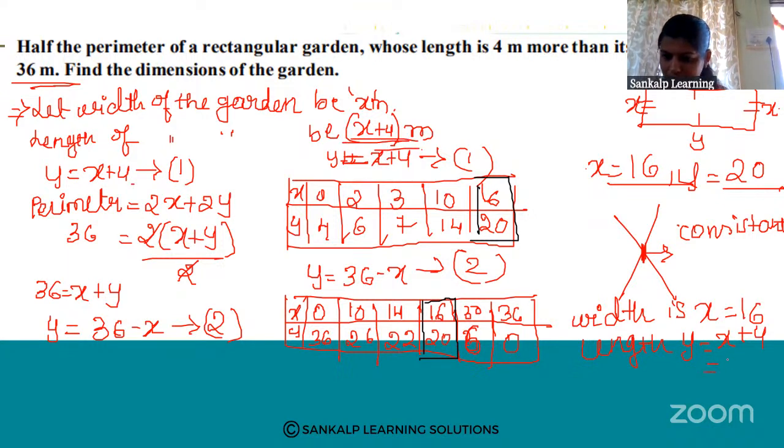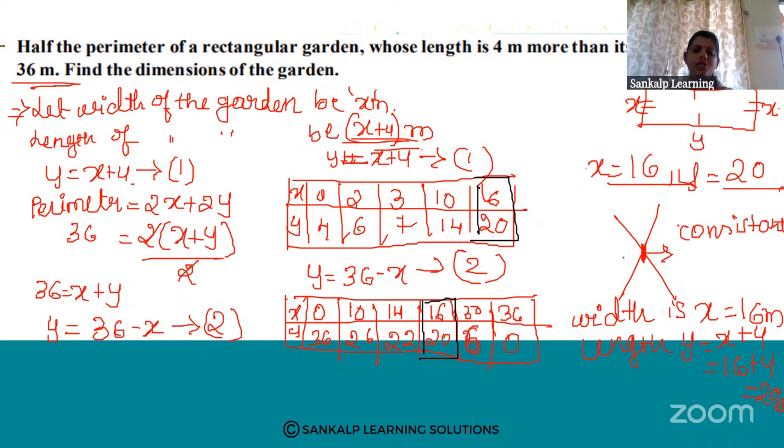That means x is 16. 16 plus 4 is 20. That means this is 16 meter, this is 20 meter. So dimensions are: width is 16 meters and length is 20 meters. Okay, so if you want, you can take it down.